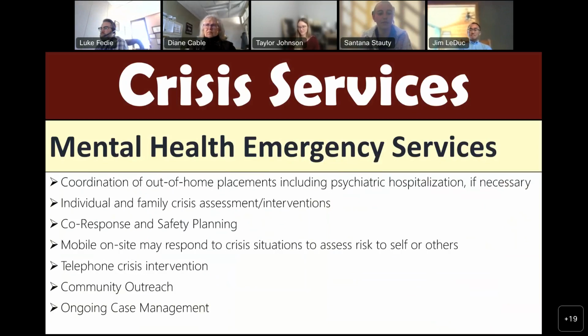But mental health emergency services consists of coordination of out-of-home placements, including psychiatric hospitalization if necessary. This can also include group home placements as well. Individual and family crisis assessments, interventions, co-response and safety planning, mobile on-site face-to-face crisis assessments, telephone crisis intervention, community outreach, and ongoing case management. So there's a lot of components to our crisis program.